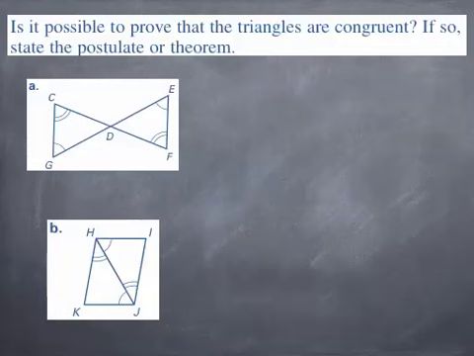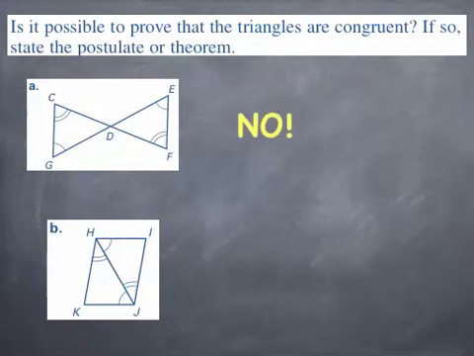This asks, is it possible to prove that the triangles are congruent, and if so, state the postulate or theorem? In example A, notice I'm given that angle C is congruent to angle F and angle G is congruent to angle E. I could also say that the two angles in the middle, angle CDG and angle EDF, are congruent because they're vertical angles. However, I know nothing about any of these sides. It doesn't tell me that any of these sides are congruent to a side of the other triangle. So in this case, I am not going to be able to say that the triangles are congruent.